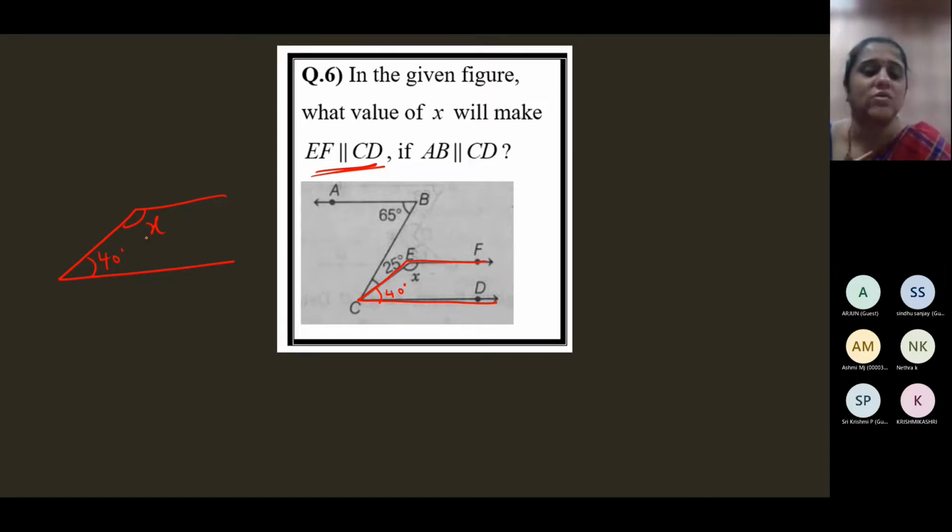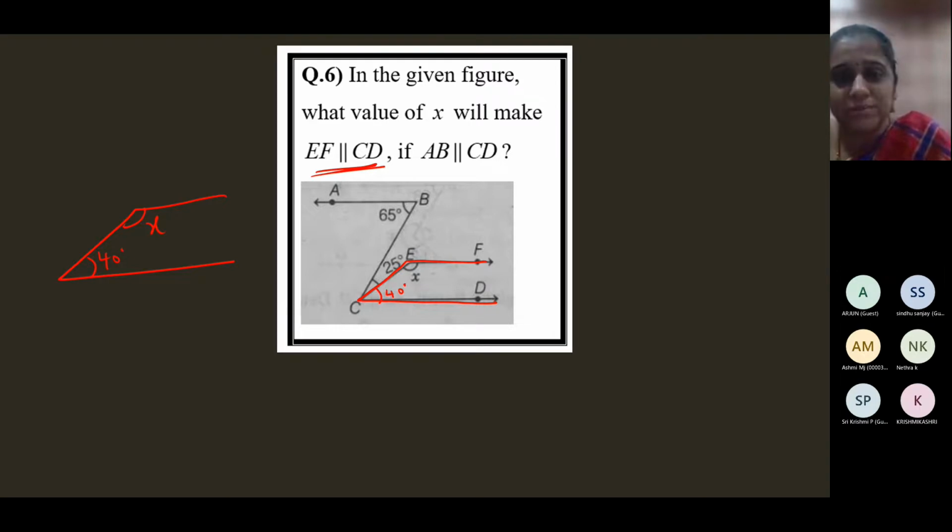So what should be the value of X so that the angles are supplementary? X should be 140. If X is 140, 140 plus 40 is 180. Co-interior angles are supplementary, then EF will be parallel to CD. Co-interior angles are formed when two lines are cut by a transversal.